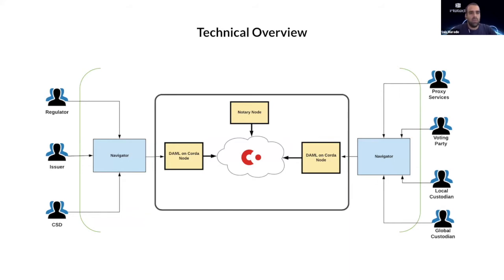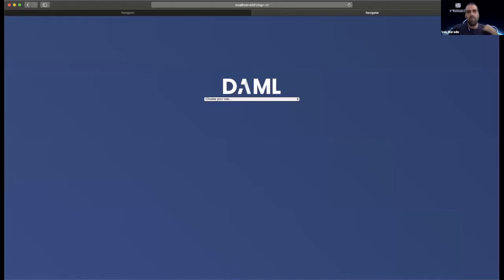So for this demo, in one Corda node, we have the regulator, the issuer, and the CSD that can connect and view the contracts that reside at that node. And on the other node, we see the proxy services, voting party, and the local and global custodian. All right, so this is the basic setup, and I'm going now to start moving to the demo itself. I should be now trying to share my screen, hopefully. Okay, let me quickly, okay, this one. Hopefully everyone can see the screen.